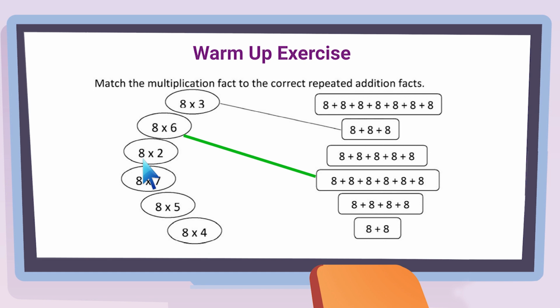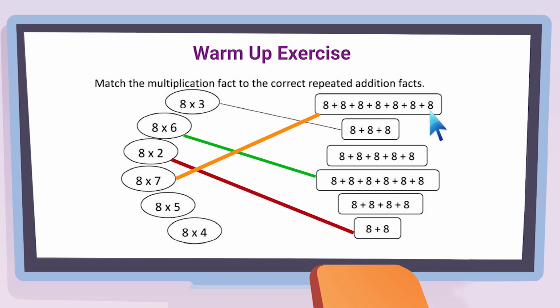If you look at the third multiplication fact, which is 8 times 2, we match that fact to 8 plus 8 because 8 times 2, which is 16, is equivalent to 8 plus 8, which is also 16. If you look at the fourth problem, you'd notice that it's 8 times 7, and we match that to the addition fact, which is the sum of 8, 7 times. So we have 8 plus 8 plus 8 plus 8 plus 8 plus 8 plus 8.